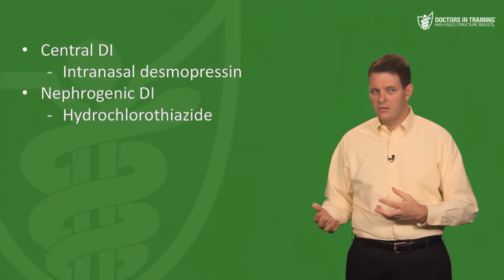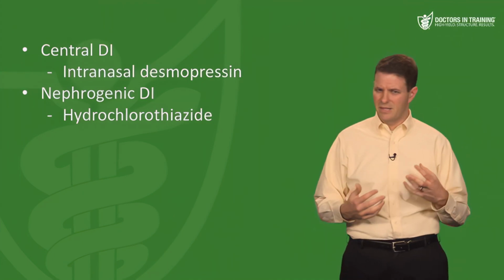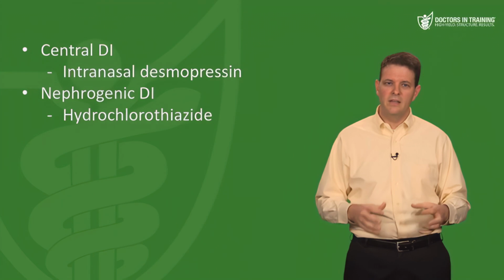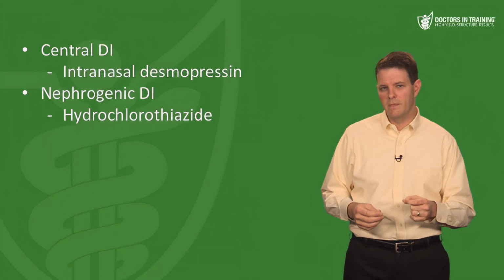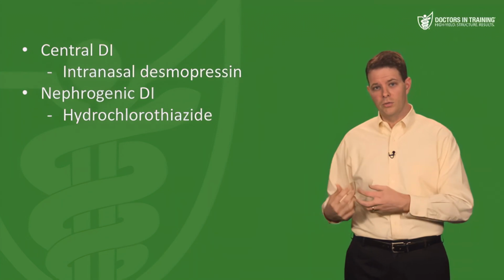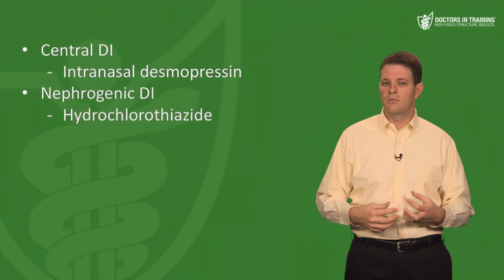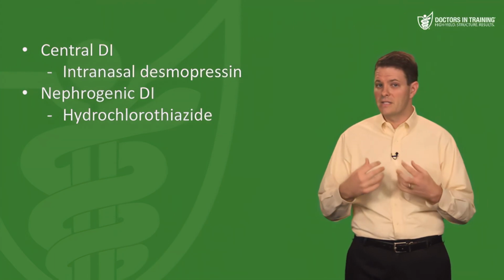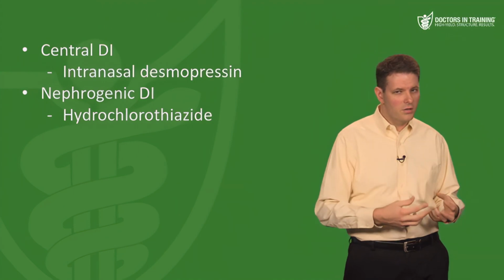They've got DI, so they're peeing too much, and now you're giving a diuretic to make them pee more? Well, the deal is that the hydrochlorothiazide causes the patient to become a little bit dehydrated. And that means that back in the proximal tubule, the workhorse, where most of the reabsorption takes place, the kidney is going to reabsorb more water, so that by the time the urine gets to the collecting tubule, it's already a little bit more concentrated.